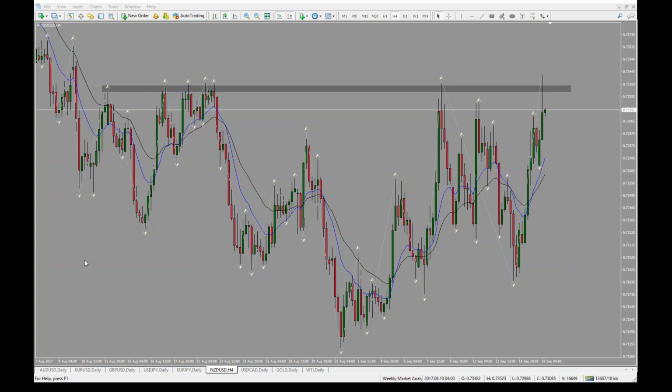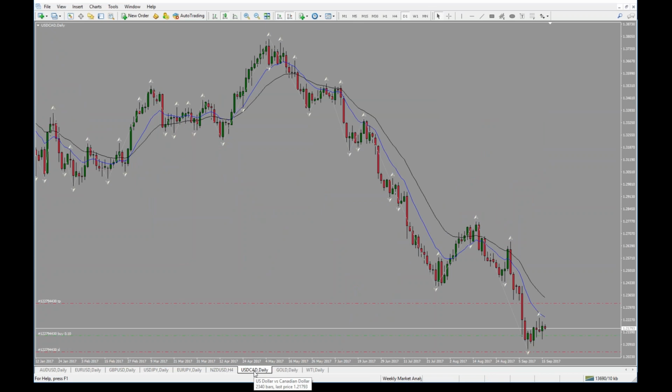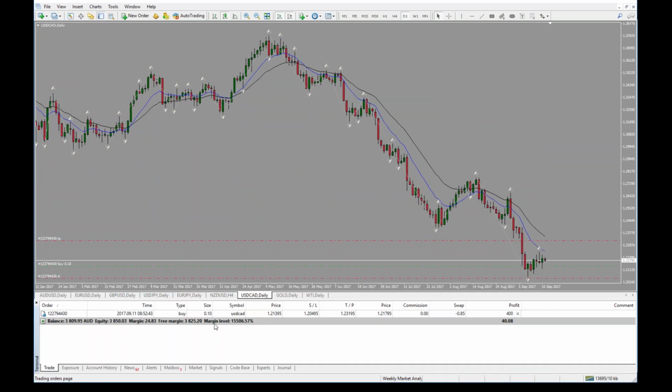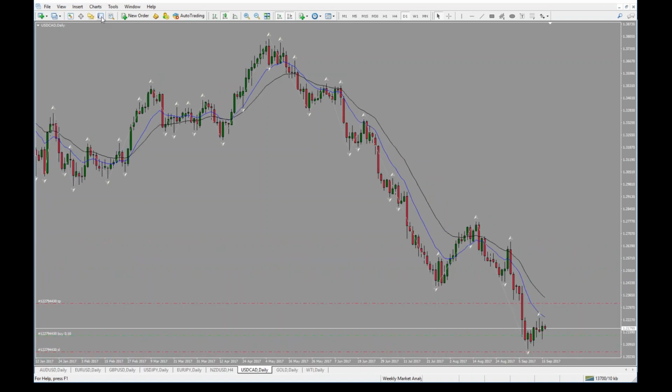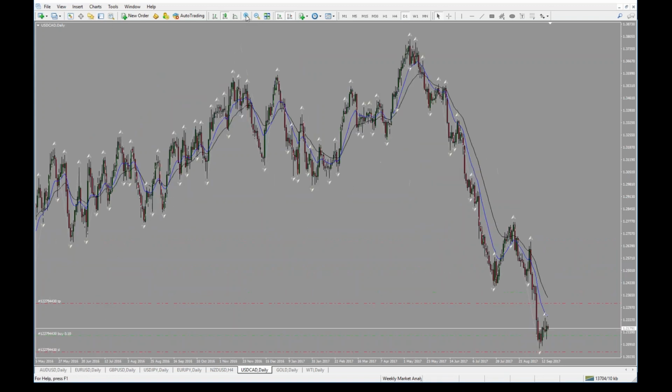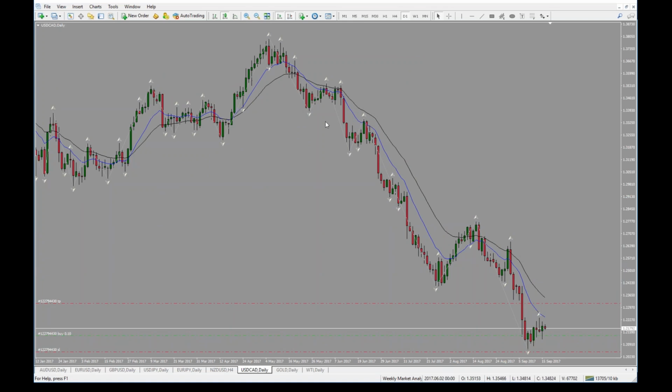Alright, okay, let's move it along and let's have a look at US CAD. We've got a position open here. What have I got? I've got a buy. Oh, so this is a position that I opened last week. The trade's up about 40 pips. And the reason for it, I'm just trying to remember. Give me one moment. Let me zoom out. There was a lot of divergence.